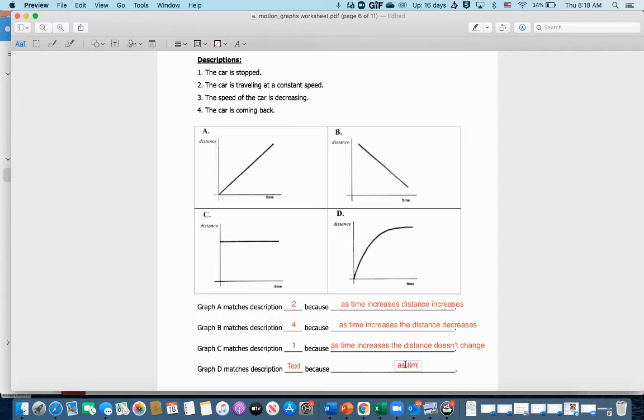But as time increases, we always look at that right there. So as time increases, what's happening? I'm going forward, right? I'm going to more distance, but I'm not covering as much distance as time increases, right? So I'm going forward, but since I'm going less and less, I'm slowing down, right? Because I'm covering less and less distance as time goes on. So which description is that? The speed of the car is decreasing.